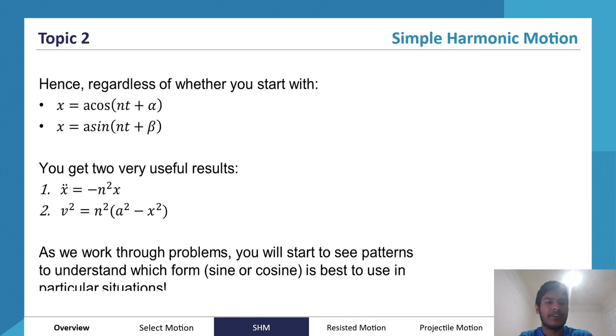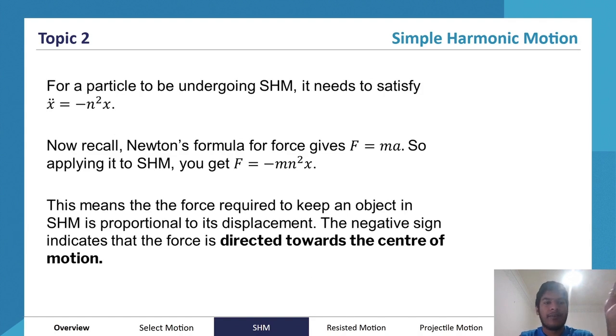You get these two very useful results like we mentioned. And as we work through problems, you'll start to see patterns to understand which form, sine or cosine, is best to use in particular situations. But for a particle to be undergoing SHM, or simple harmonic motion, it needs to satisfy that. So if you're asked to check whether a particle is undergoing simple harmonic motion, and the sine or cosine function isn't clearly built in, you could just test whether the second derivative with respect to time, that is the acceleration, is proportional to minus n² x.